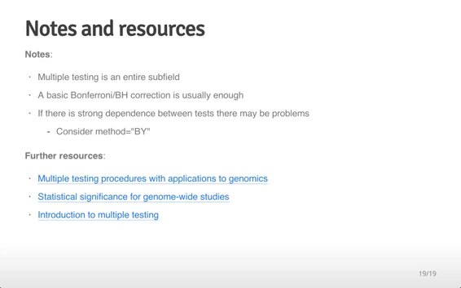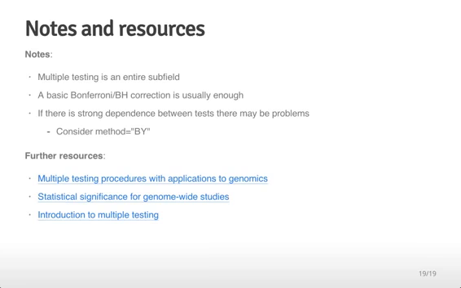Particularly for ANOVA, we already talked about the Tukey correction, which you can see in a previous lecture. The basic Bonferroni or Benjamini-Hochberg correction is usually enough for most standard problems, but if there's strong dependence between tests, for example, you might want to consider method equals by in the p.adjust function, or look into more direct adjustments for the dependence between the hypothesis tests. This is an area in which I've done a little bit of research, so hopefully you can take a look at some of my papers on the area.